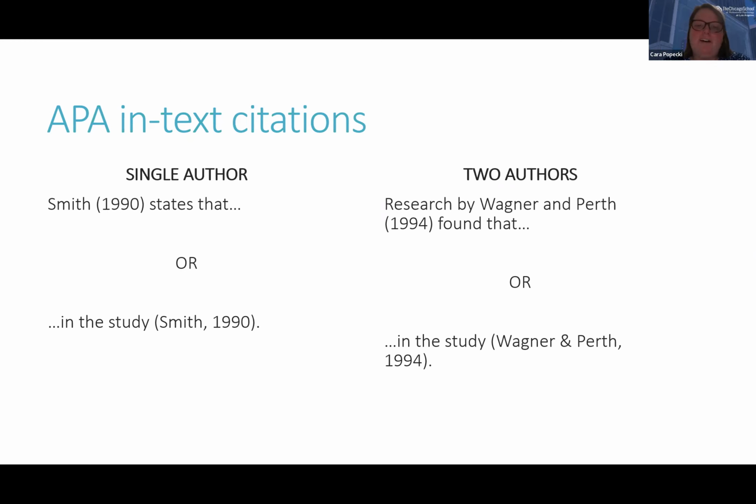Now, if you have two authors, you're going to put research by name and name. So you're going to spell them out if they're in the sentence. You're going to spell out A and D. Or if you want to put them in a parenthetical at the end of the sentence, you're going to put the name, use the ampersand symbol, and then the other name. So that's what you do for a single author. That's what you do for two authors. And now I'm going to show you what to do for three authors or more.